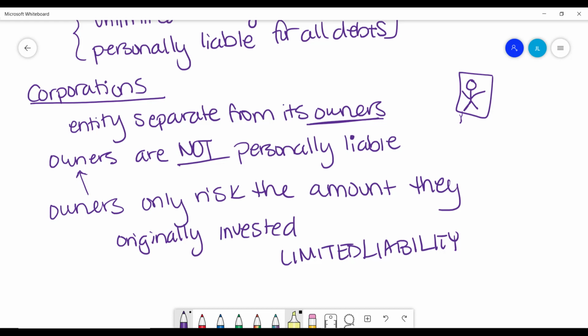If you are a corporation, the only thing the owners stand to lose if something goes wrong is the amount they put into the business at the beginning when they bought shares. So that's really all it's limited to. They can't lose anything beyond that.